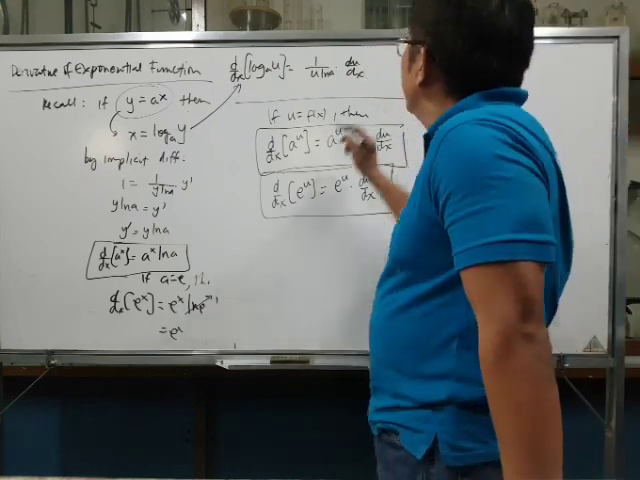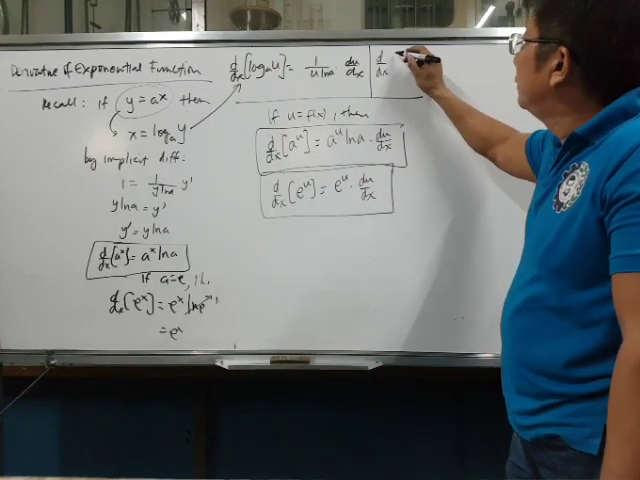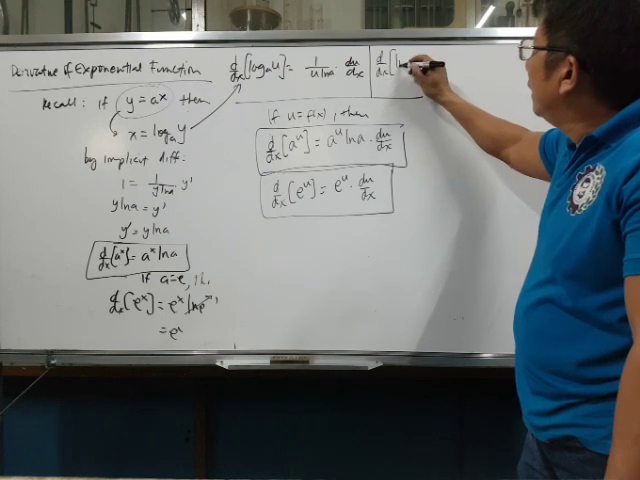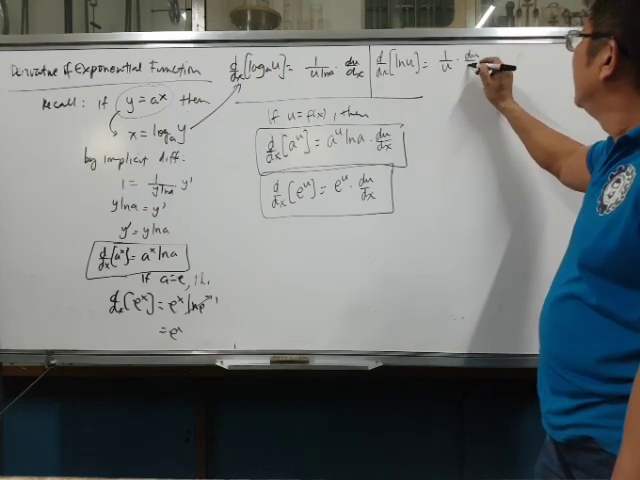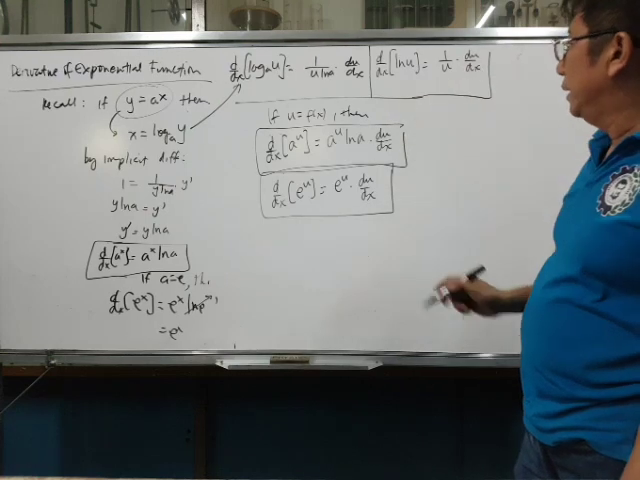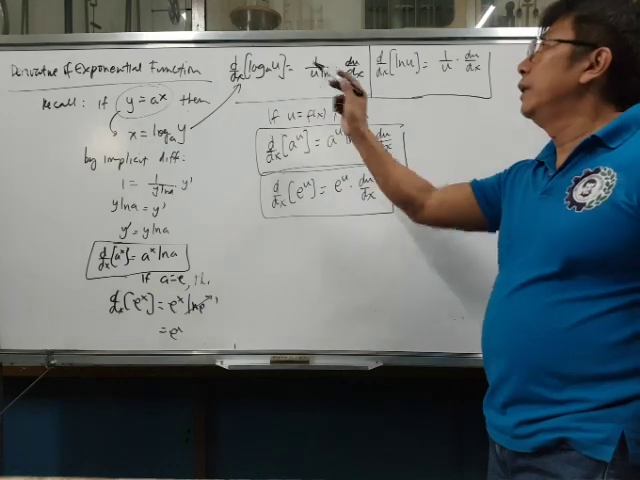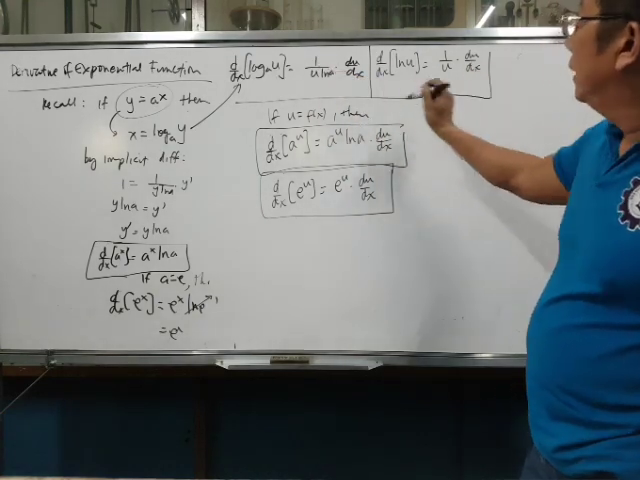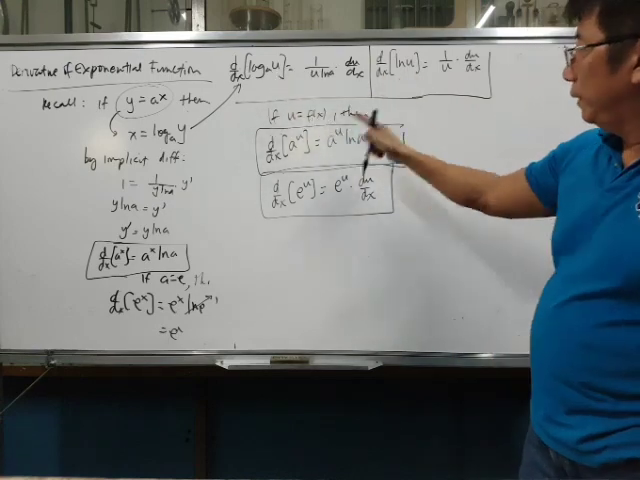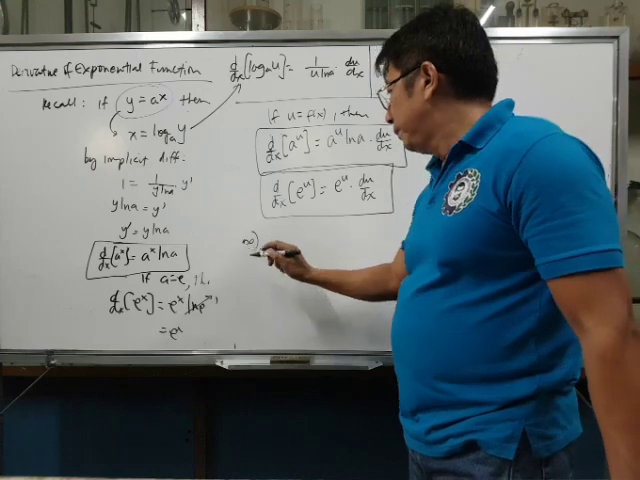Okay. So we will recall the derivative of ln u equals 1 over u times du dx. So this completes the derivative of logarithmic and exponential function. So we memorize this formula: derivative of ln u, a to the u, and e to the u. I will give you an example.